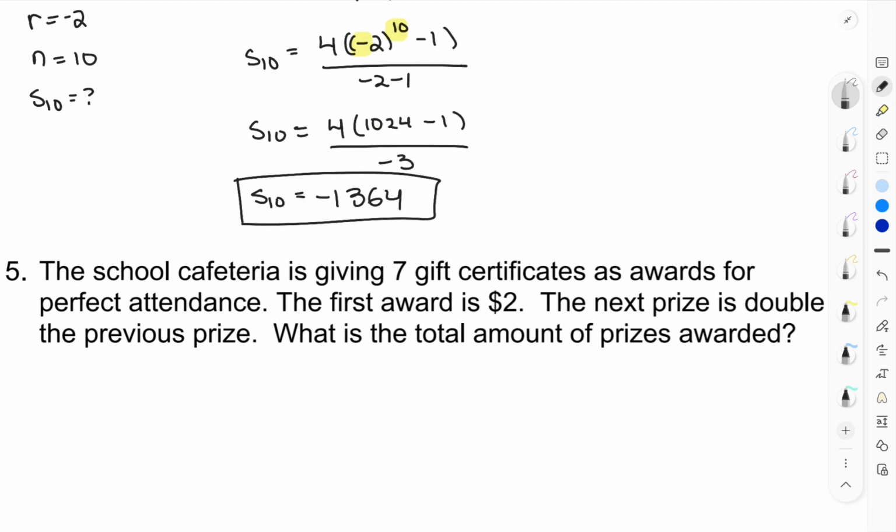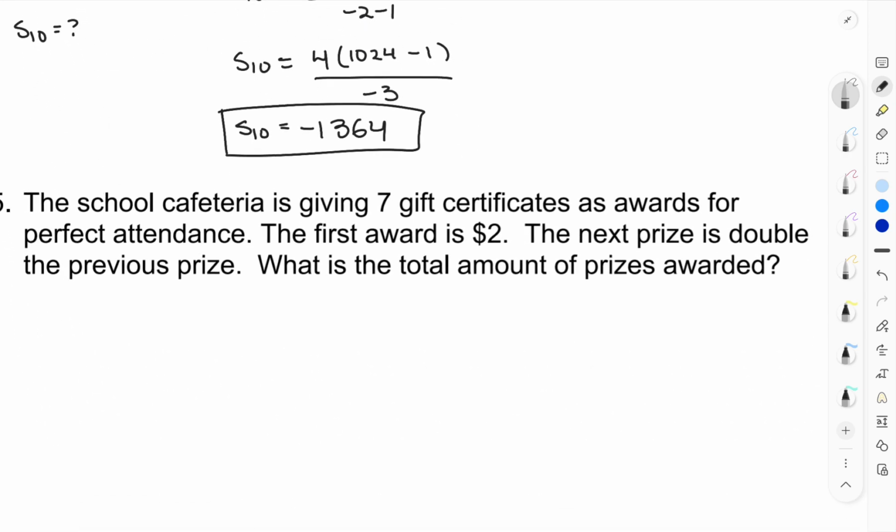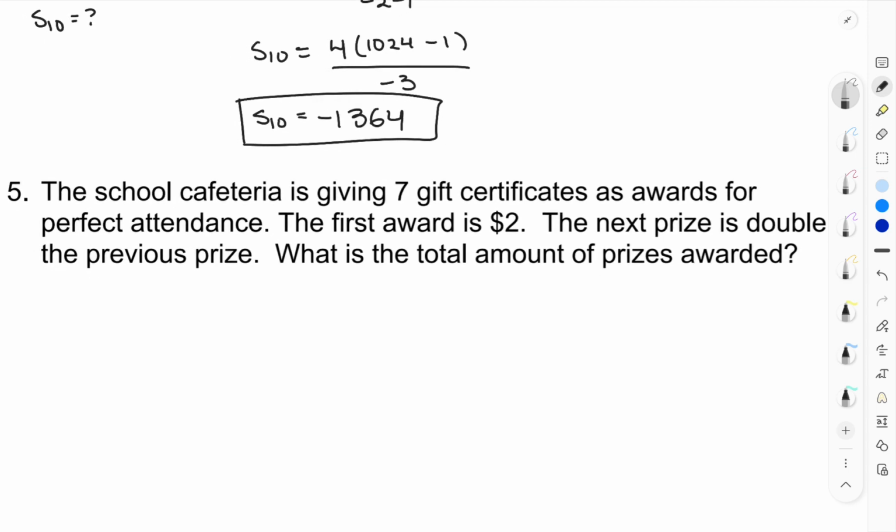All right, we'll try one application problem here. The school cafeteria is giving 7 gift certificates away as a prize for perfect attendance. The first award is $2. The next prize is double the previous prize, right? So that's my indication that this is geometric, because double implies multiplication, not addition.